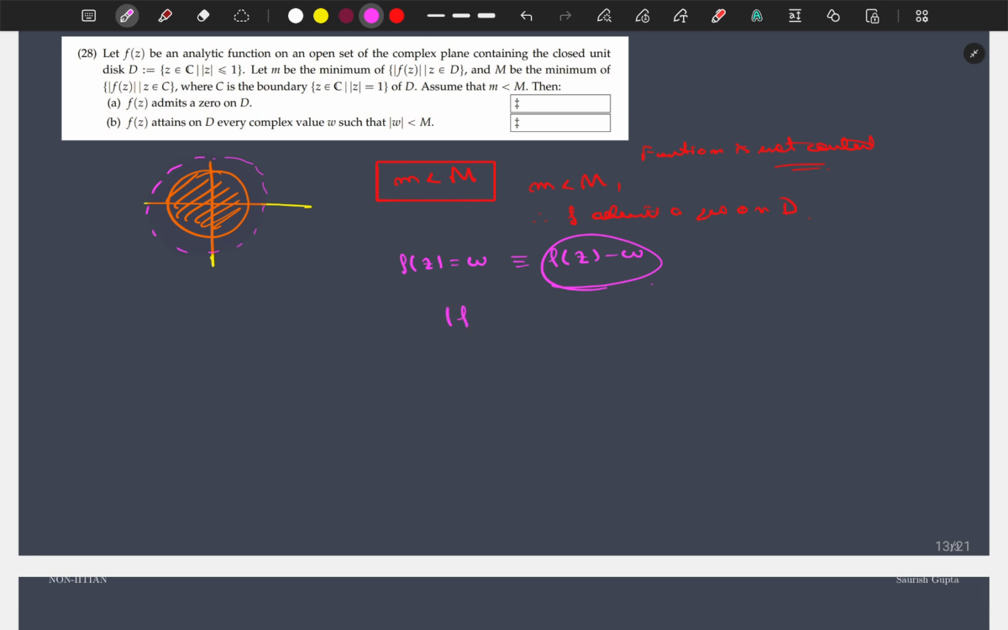Because observe that the modulus of f of z, how do we explain this? See, let me be a bit clear. I'm actually trying to apply Rouche's theorem here, and Rouche's theorem needs to be applied on the boundary. The maximum is also obtained on the boundary. So if I'm talking over the boundary of the function.